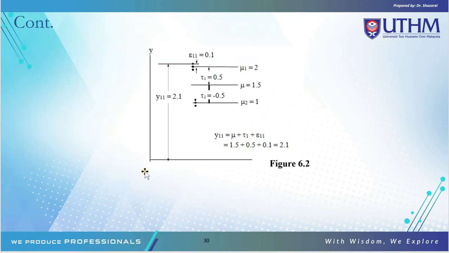We can also visualize each observation. For example, here Y11, which is equal to 2.1. What contributes to this value is the overall mean, then the ith level effect, which in this example is the first level effect, and then epsilon 1, referring to the first observation's error. So we can visualize that the overall mean is 1.5 here, and then the effect of the level and then the error, so we can obtain the individual observation.